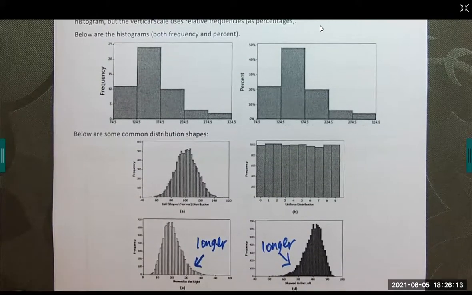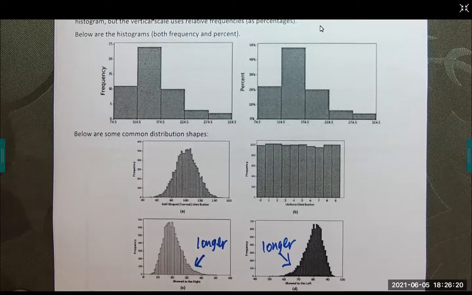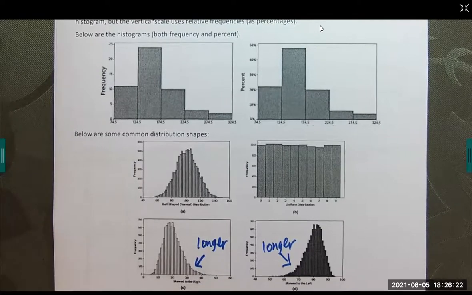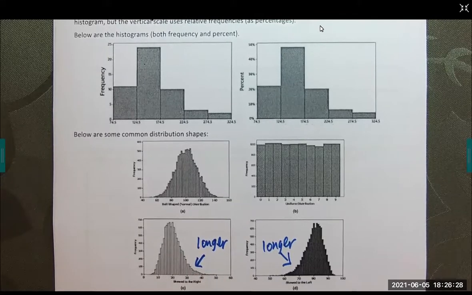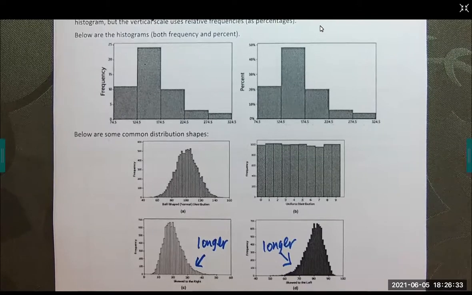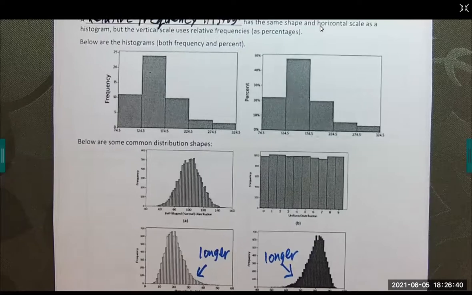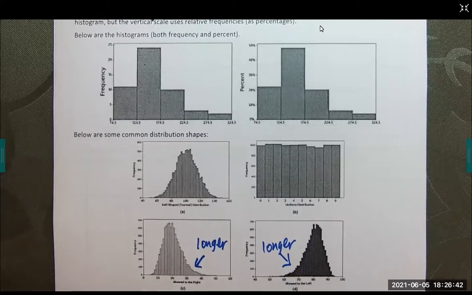Data skewed right have a longer right tail. So this is going to be skewed right. We have a longer right tail. Data skewed left have a longer left tail. So this one here would be skewed left. And by the way, we are going to have distributions that are not bell-shaped, that are going to be skewed like this.